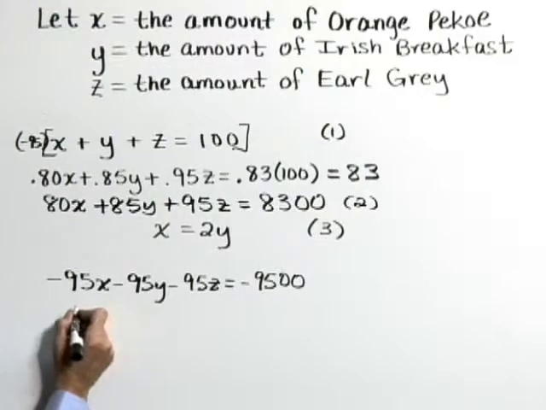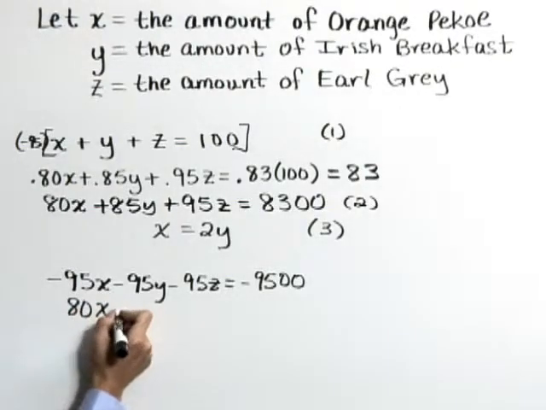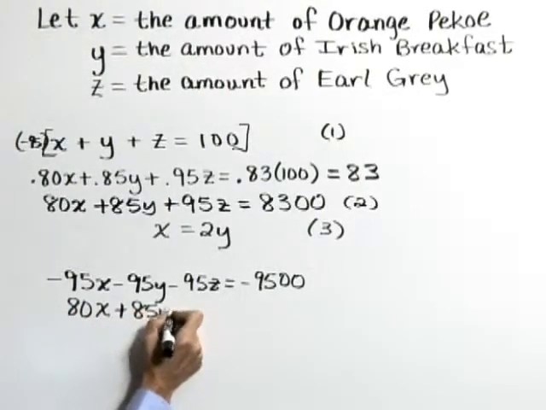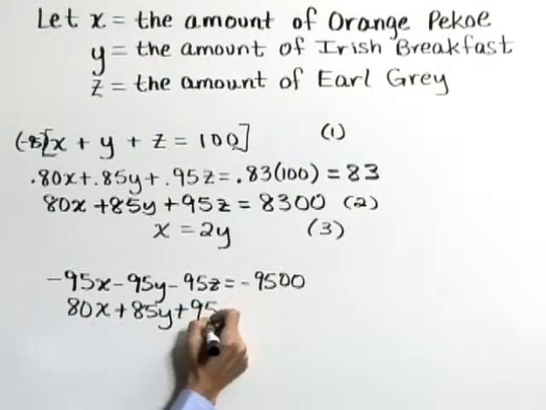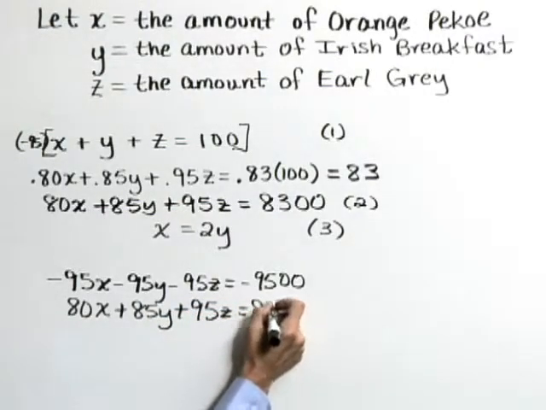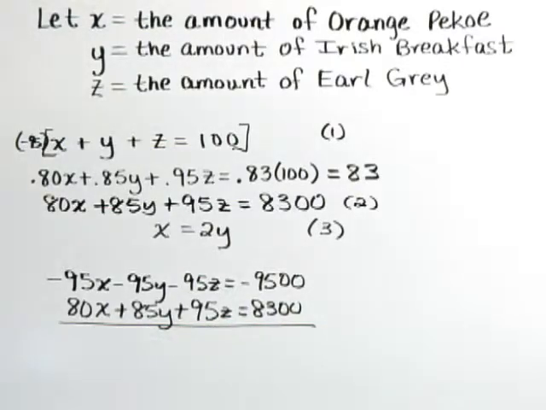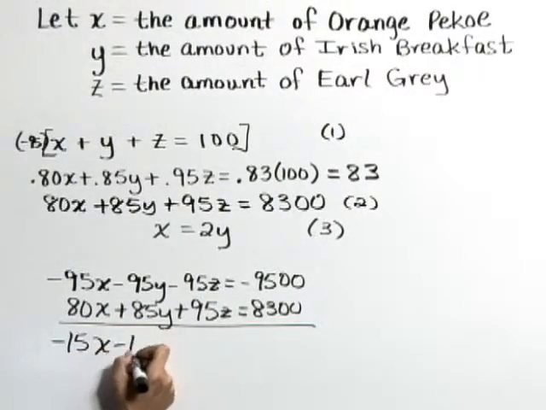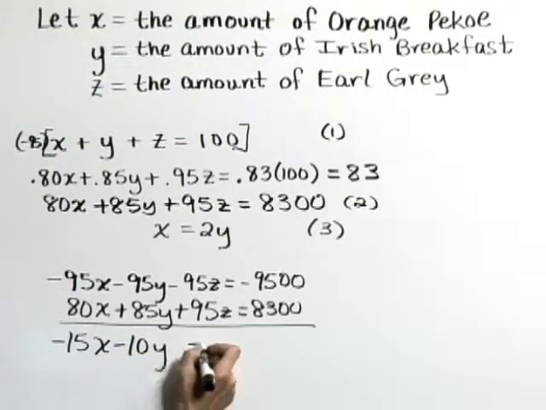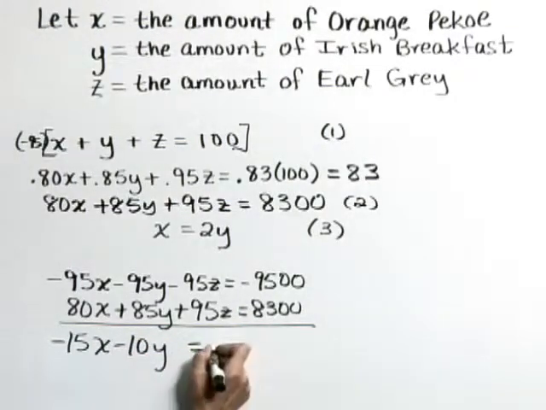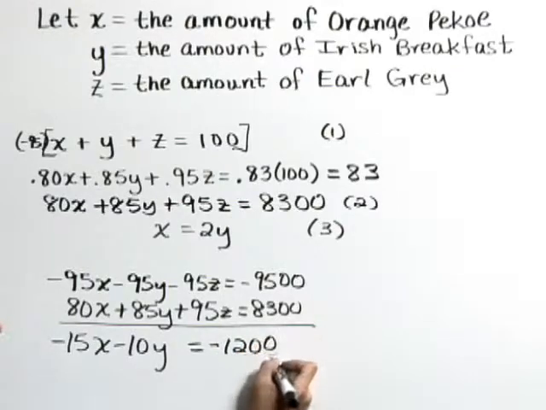So that was negative 95 times equation 1. Now let's just write equation 2. It is 80x plus 85y plus 95z is equal to 8,300. Add these equations together. Notice that your z variable is going to cancel. We get a negative 15x minus 10y is equal to a negative 1,200. We can call that equation 4.